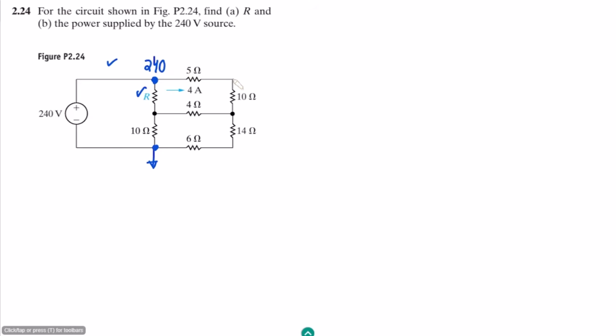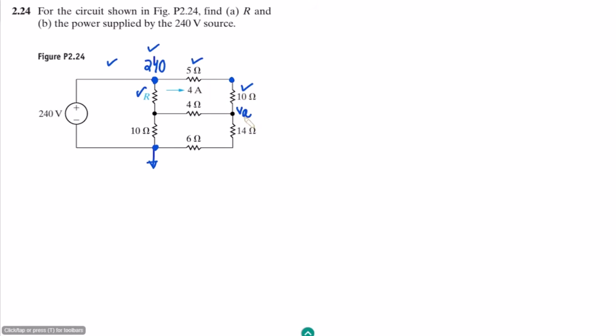Similarly, in order to find the voltage here, if this is the supplied voltage, some voltage will be consumed across this 5 ohm resistor. This is the current, 4 amps, and we can see that this 5 ohm and this 10 ohm are in series, so the same current is flowing through both of them. Let me find the voltage here. Let me call it VA.